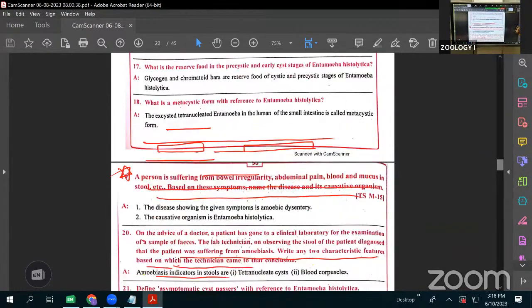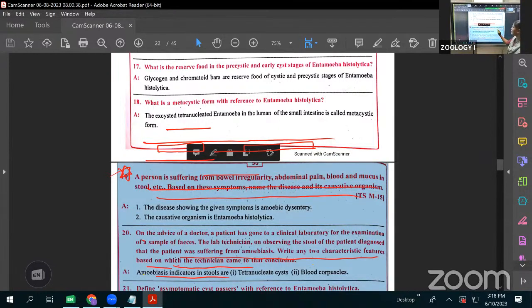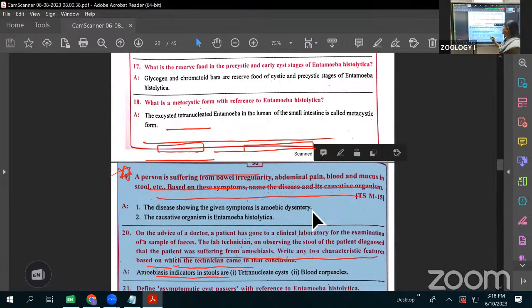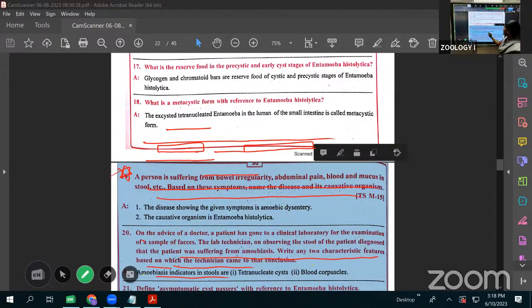This is a simple one. A person is suffering from abnormal bowel pain and blood and mucus in the stool. Based on the symptoms, what is the disease? Blood motions and mucus are there, that we call amoebic dysentery. This is caused by the amoeba Entamoeba histolytica.